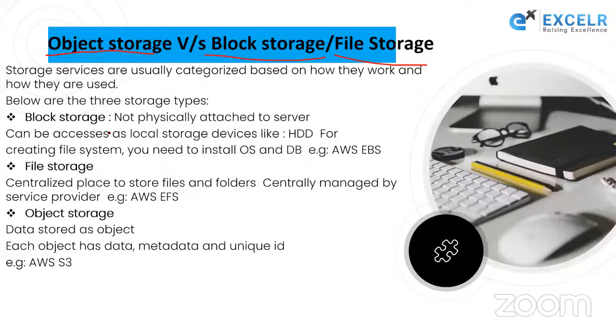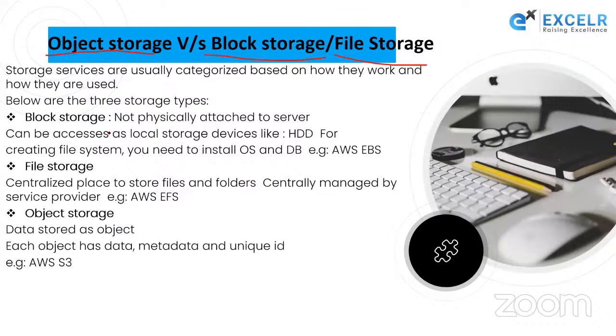Then we have file storage. File storage is a kind of central place where you can have shared file access to various files, which can be managed by your service provider or cloud provider. The file storage offered by AWS is EFS. It works on the NFS protocol.